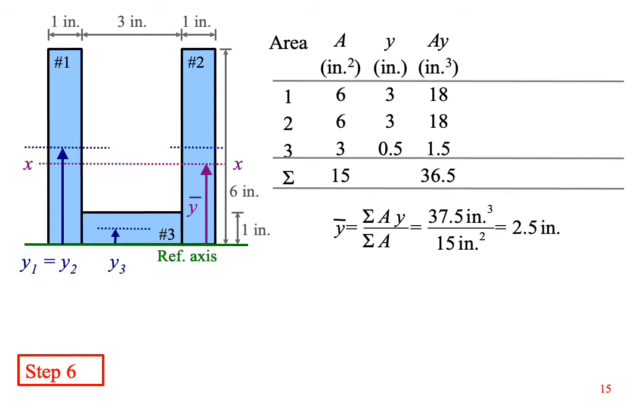Step 6 is to figure out where the neutral axis of the entire cross-section lies. The distance from the reference axis to the neutral axis of the entire cross-section is called y bar. It's equal to the sum of a times y divided by the sum of a. In this problem, it works out to 2.5 inches.